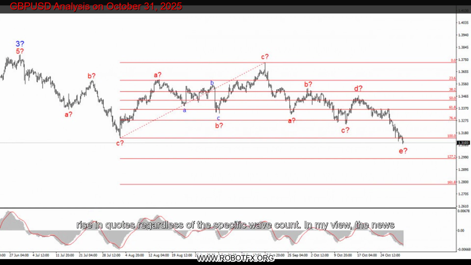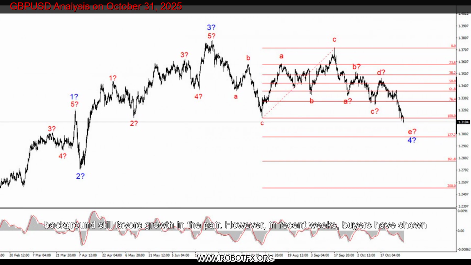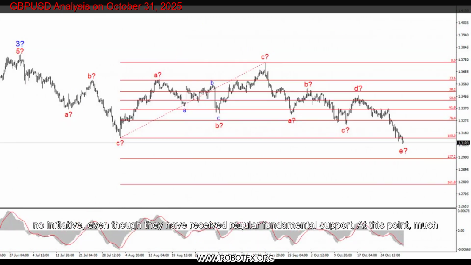The overall news backdrop remains unfavorable for the dollar. I see the current pause in the dollar's decline as exactly that, a pause. For both major pairs, ABCD corrective formations are currently developing, forming corrections within corrections.